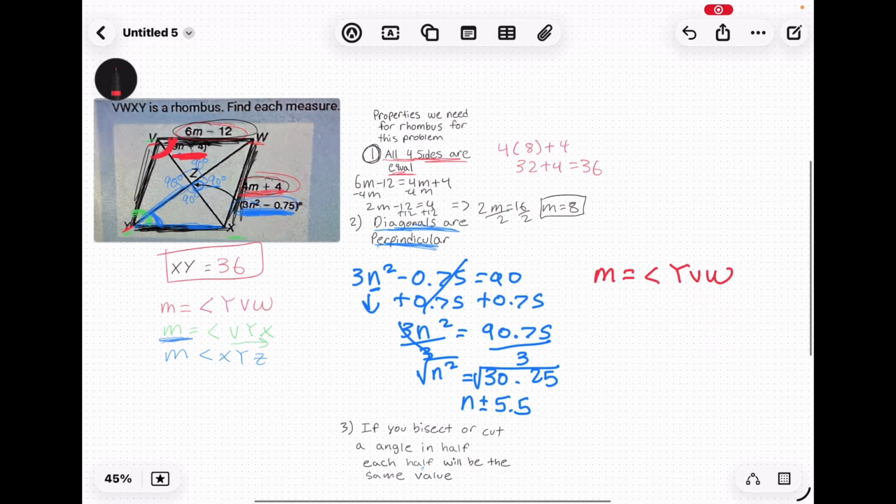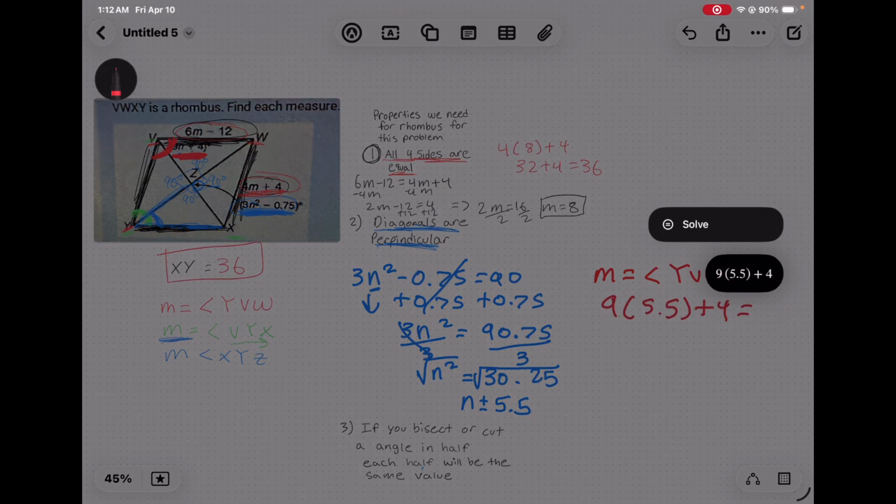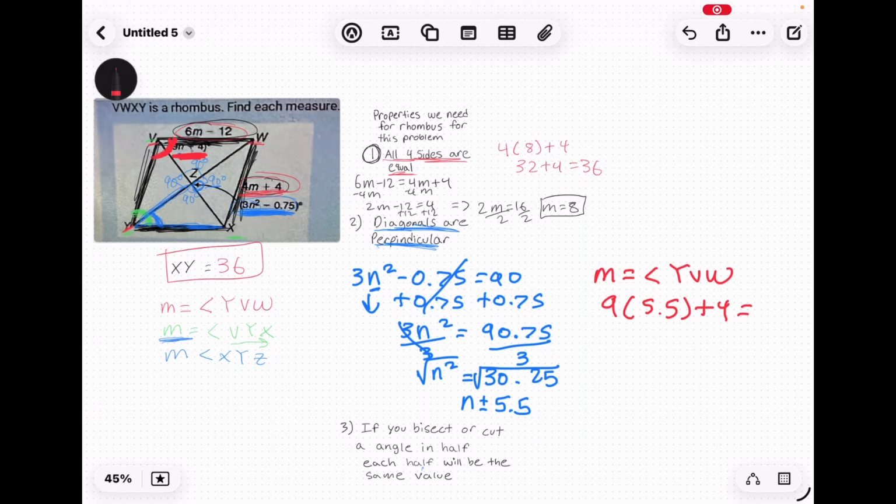YVW. I'm just going to specify this. So 9 times 5.5 plus 4. So we're going to do that math. 53.5.